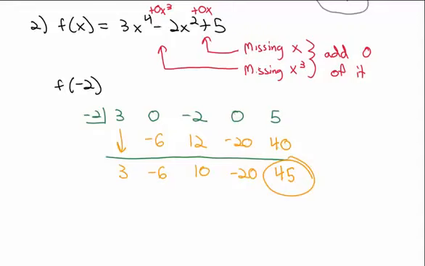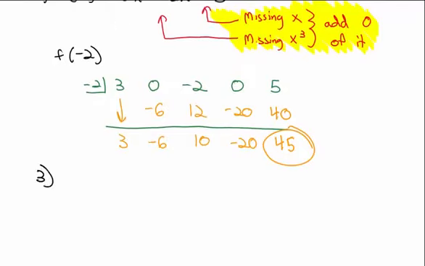So that's an important step. We don't want to forget it. It's going to catch people unaware. If you are missing a term, you need to add 0 of it for the synthetic substitution to work. It should count down. 4th power, 3rd power, 2nd power, 1st power, 0 power. If one is missing, it won't work.